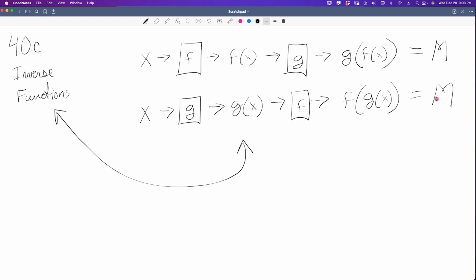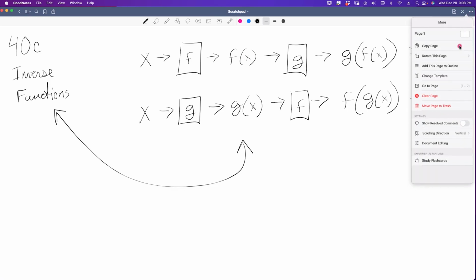So let's see if we can determine if this next problem is an inverse function. So let's start here. We have 40.5, and we have f of x is 1/3 x minus 3, and g of x is 3x plus 9. So we're going to figure out if those are inverse functions or not. So let's look and see.